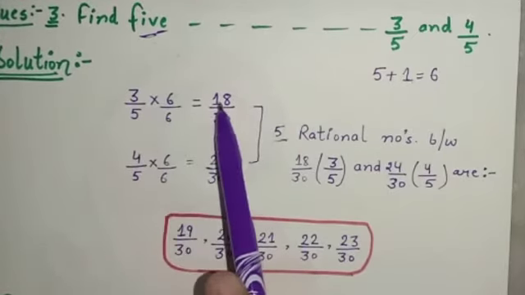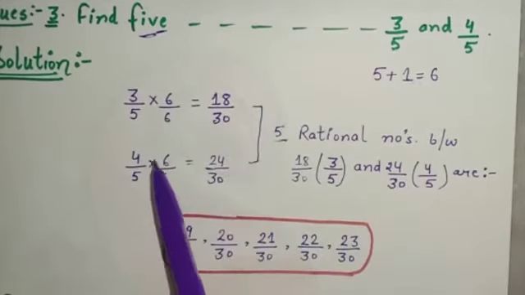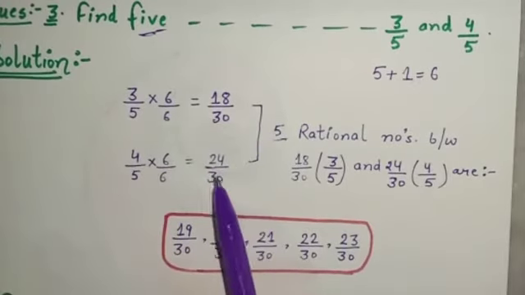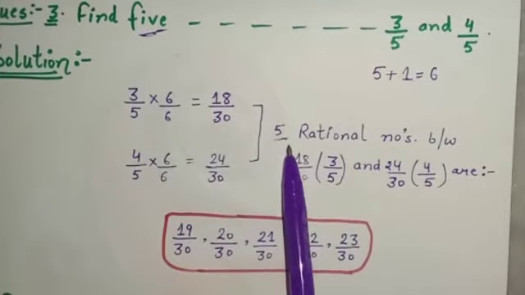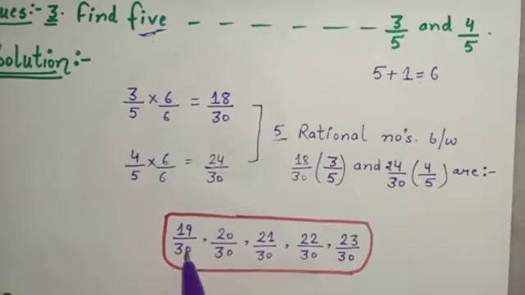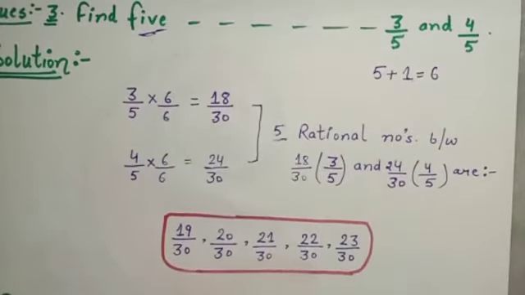So 3 6s are 18 and 5 6s are 30. So the product is 18 by 30, and from here also you get 4 6s are 24 and 5 6s are 30. So 18 by 30 और 24 by 30 के बीच के 5 rational numbers आपको find out करने हैं. So the numbers between 18 by 30 and 24 by 30 are 19 by 30, 20 by 30, 21 by 30, 22 by 30 and 23 by 30. So that would be your solution.